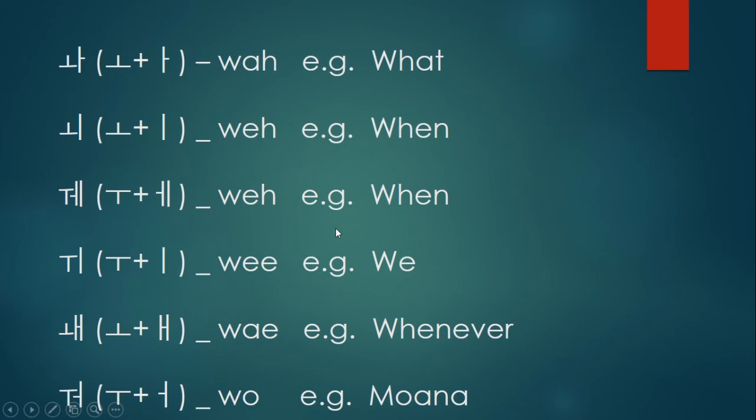like in when. These two are not differentiated anymore in speaking Korean. They both sound the same. We, like in we. We, like in whenever. Wo, like in Moana, wo.